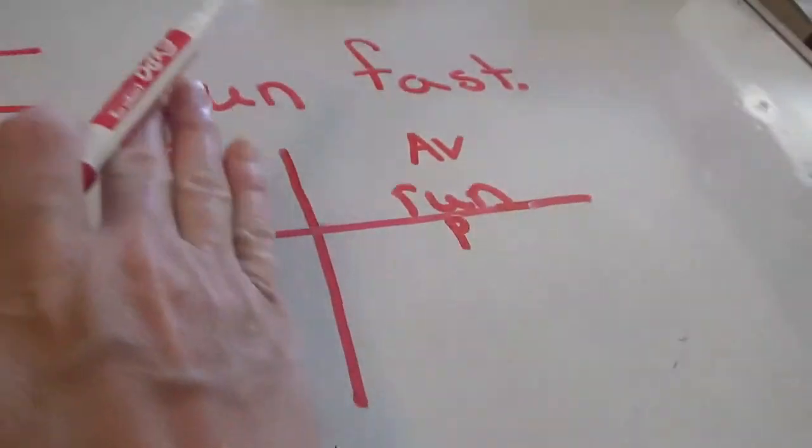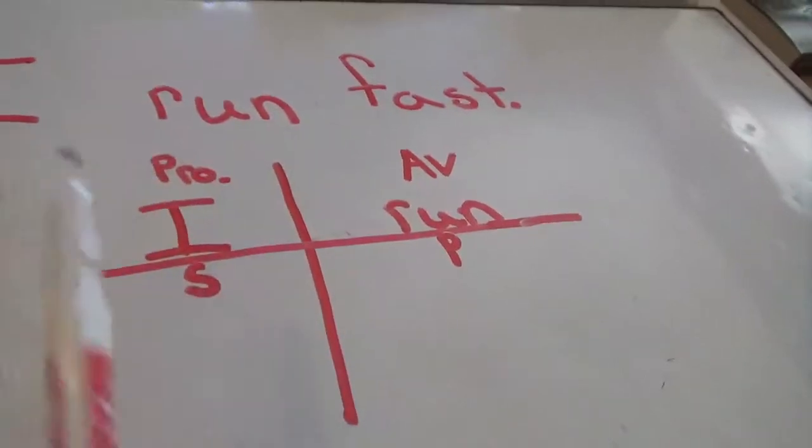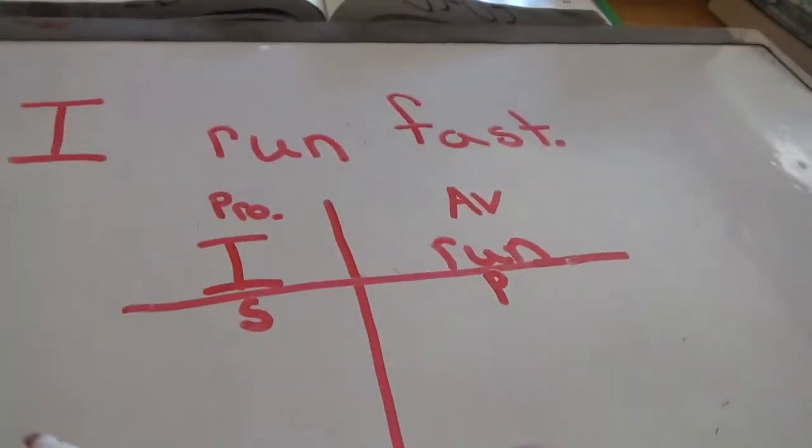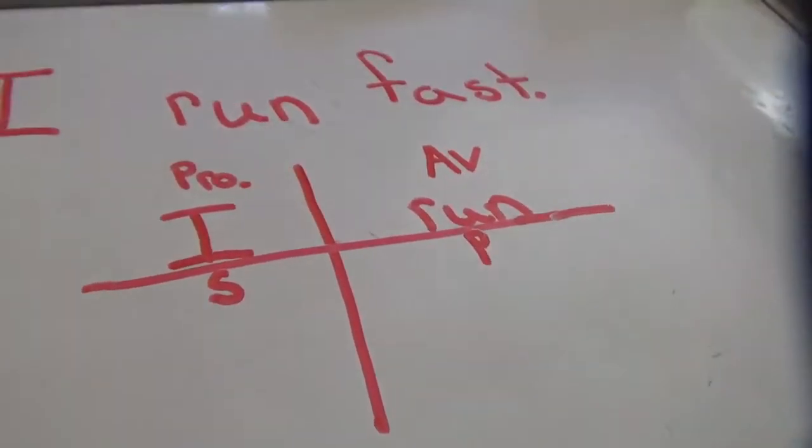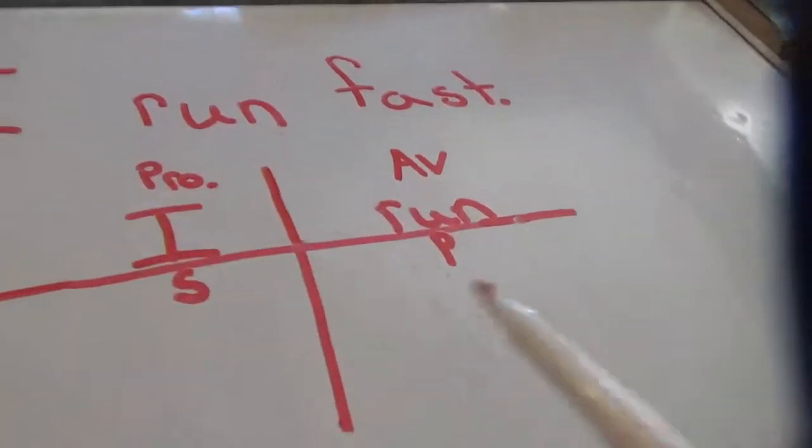The complete subject will be everything on this side of the line in the diagram, and the complete predicate will be everything on that side of the line. But in class, when I say subject, I really mean simple subject. And when I say predicate, I mean simple predicate. Okay, so I run fast.